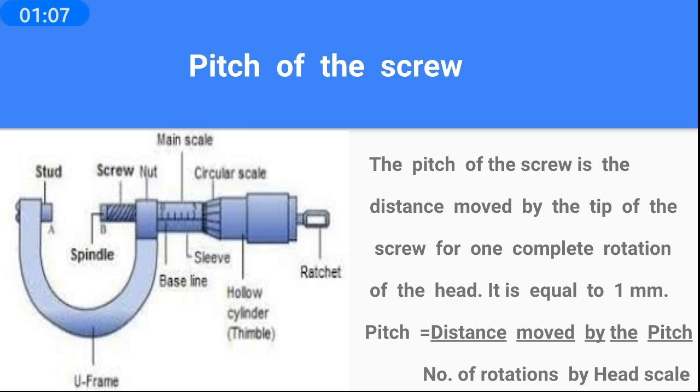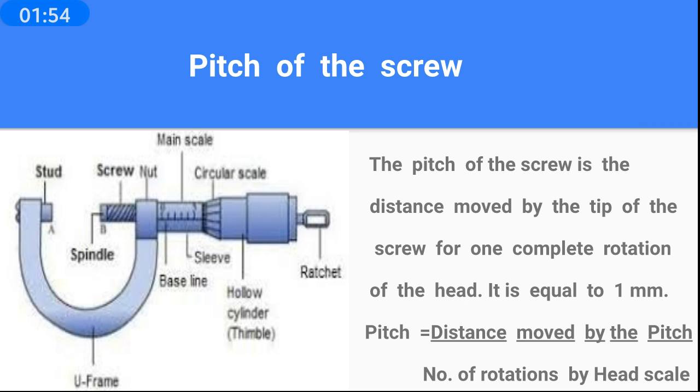Clear? Now, next one is pitch of the screw. Pitch of the screw is actually the distance moved by the tip of the screw for one complete rotation of the head. So the head will rotate. With the head means what? The head scale. You learned the circular scale. So when you rotate the circular scale, what happens there? For one complete rotation of the head, the distance moved by the tip of the screw is the pitch. When it moves one division forward, you can say it will be equal to 1 millimeter. The pitch value will always be equal to 1 millimeter.